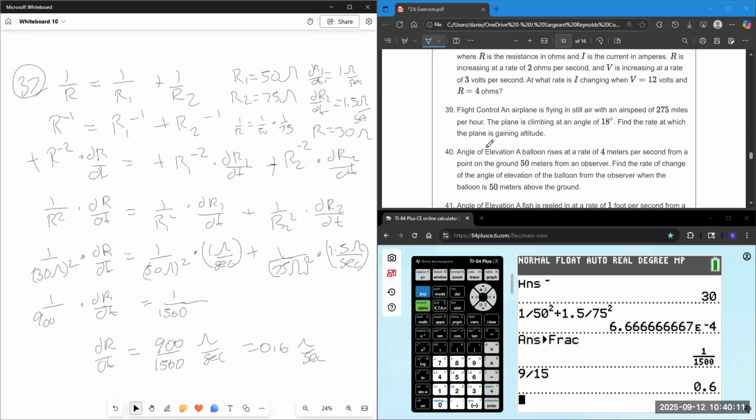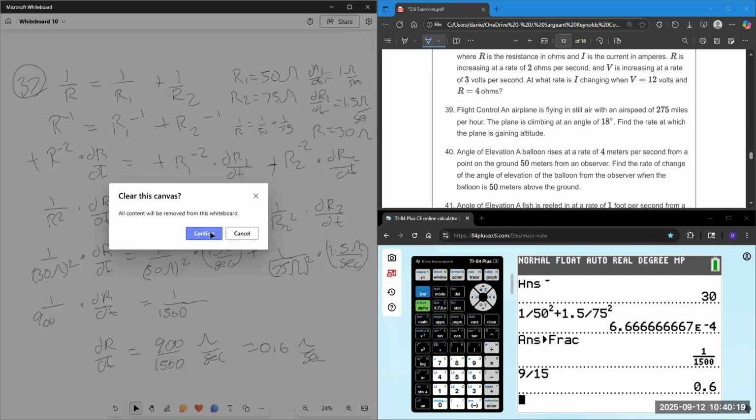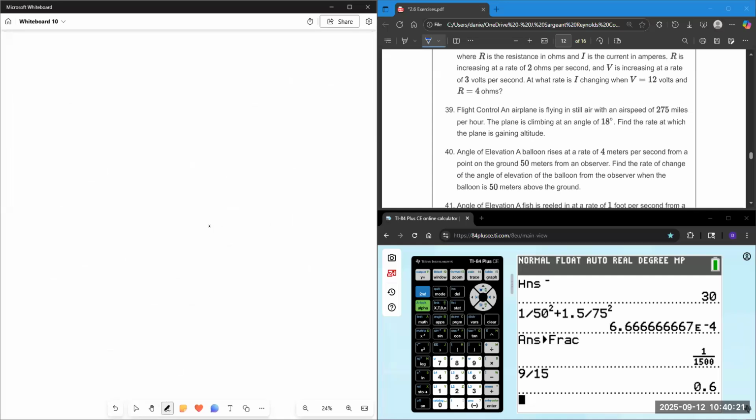39 is our last problem for this video. And we have another situation with an airplane. This time it's just climbing. We're given the speed of the airplane in still air is 275 miles per hour. It's climbing at a rate of 18 degrees, assuming that that doesn't change the speed at which it can climb. Find the rate at which it's gaining altitude, which would be dy/dt.